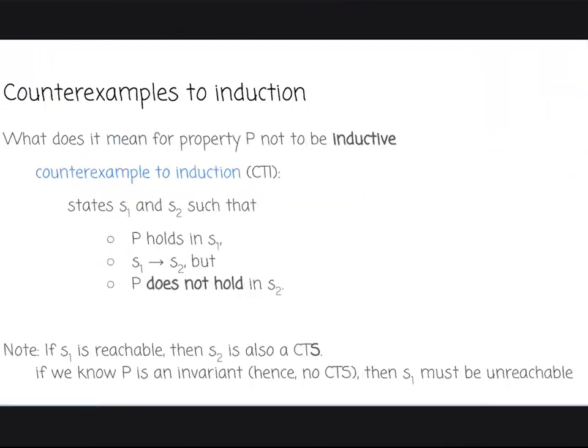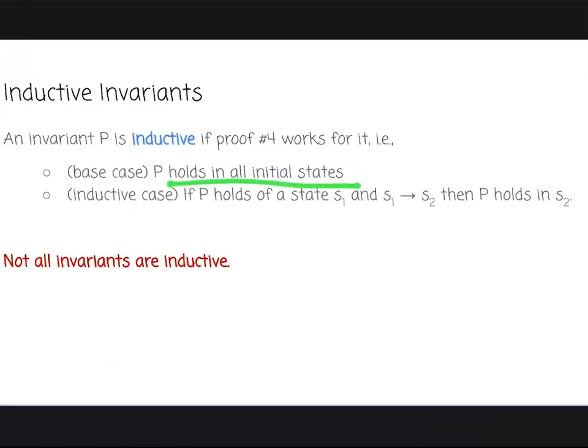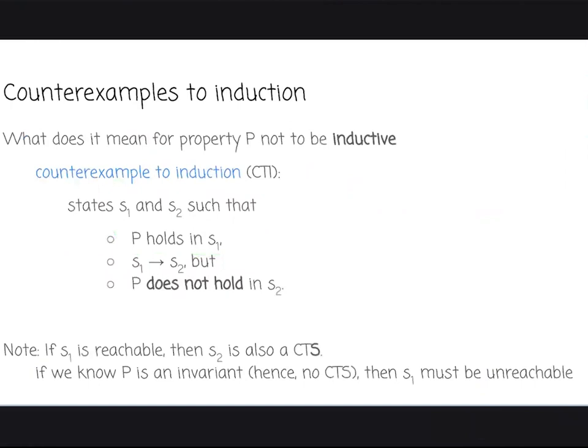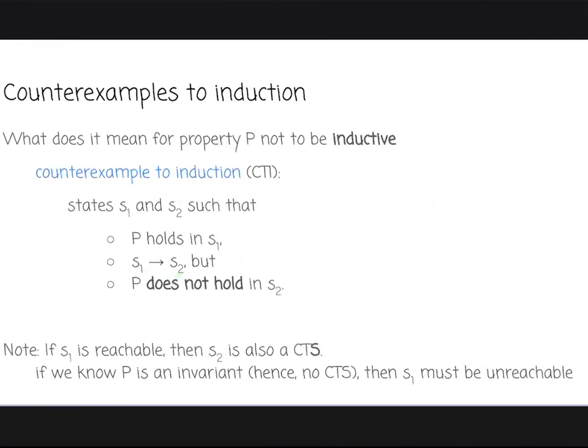So let's think of an example where an invariant is not inductive, but it's still an invariant. Well, obviously, the base case should always hold because we always start from a base case. So even in our counter examples, our property holds in our initial states. So we're only left with this inductive case that can go wrong. Here, we can step from S1 to S2, but P may not hold in S2.